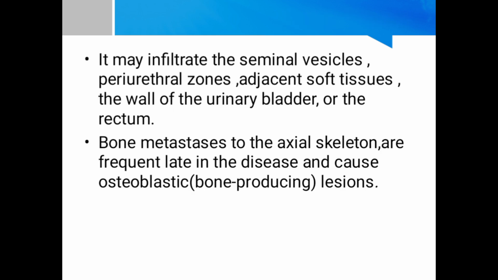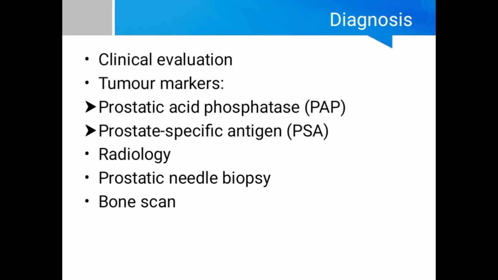It may infiltrate the seminal vesicles, periurethral zones, adjacent soft tissue, the wall of the urinary bladder, or the rectum. All these adjacent structures can be infiltrated by this adenocarcinoma. Bone metastases are frequent late in the disease and cause osteoblastic, that means bone-producing, lesions. This is a picture of skeletal invasion by adenocarcinoma of the prostate.